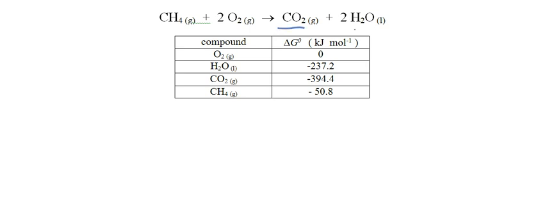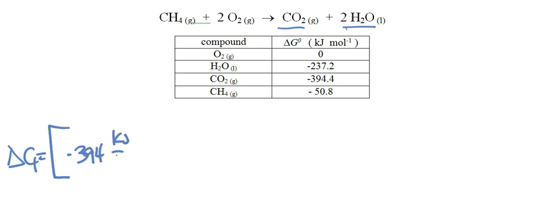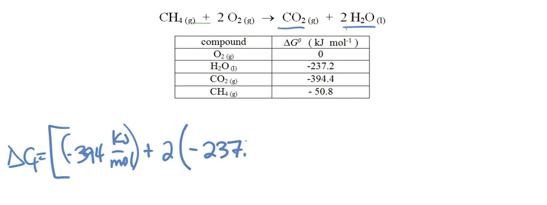So again, we have our balanced equation here. So delta G is equal to, we have 1 carbon dioxide, and that has a value of negative 394, and this is in kilojoules per mole as well. We'll add that to 2 waters. And water has a value of negative 237. And again, these are delta G values.